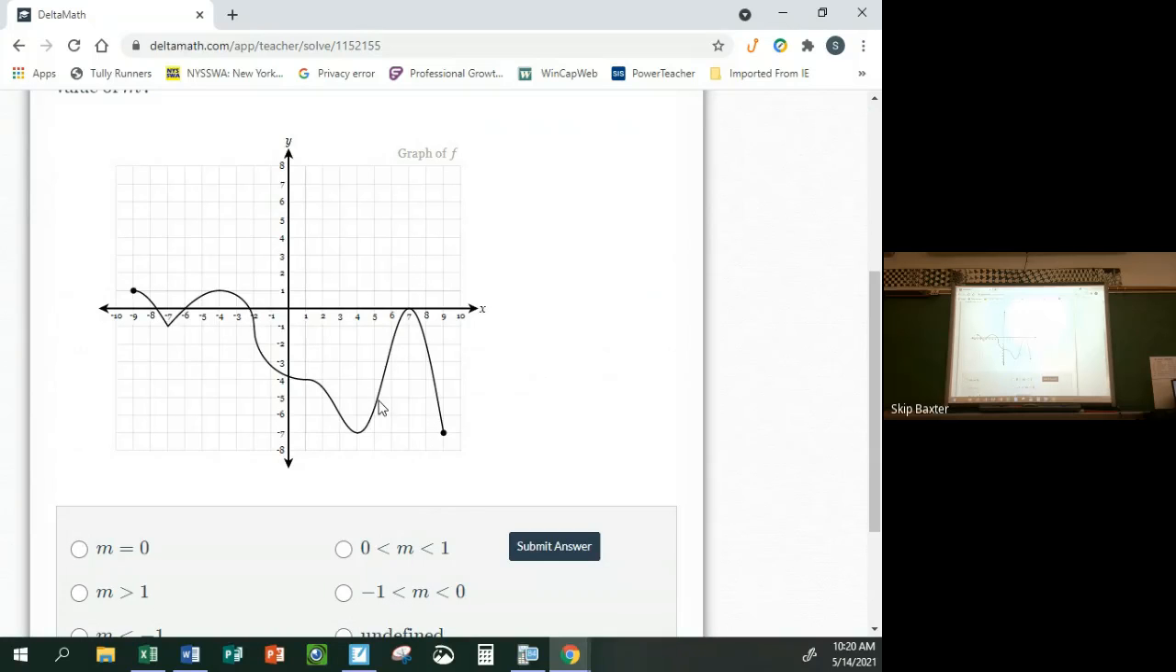5.75. Okay, so here's one. At 5.75, if you look at the slope of the curve at that point, right? So if I take the tangent line at 5.75, which is here, is that slope greater than 1 or less than 1?